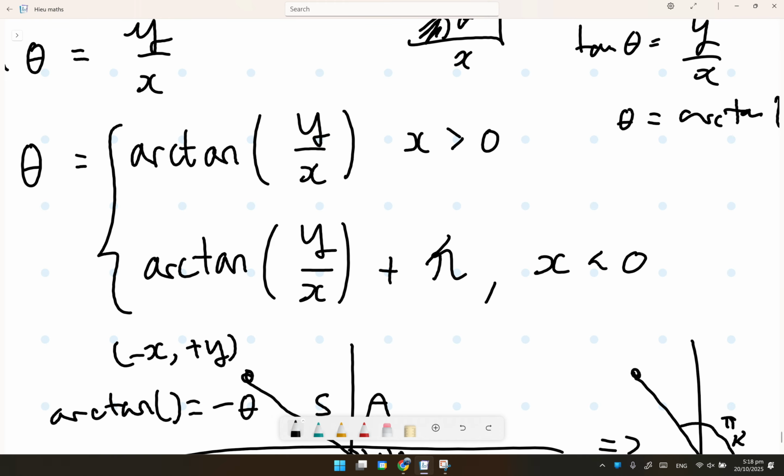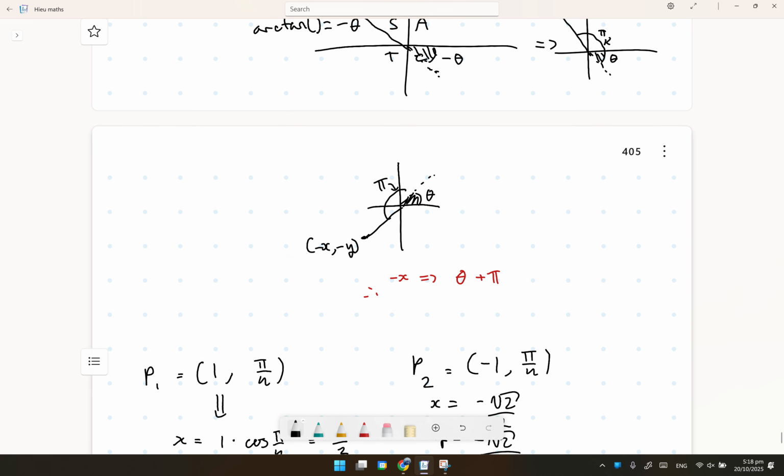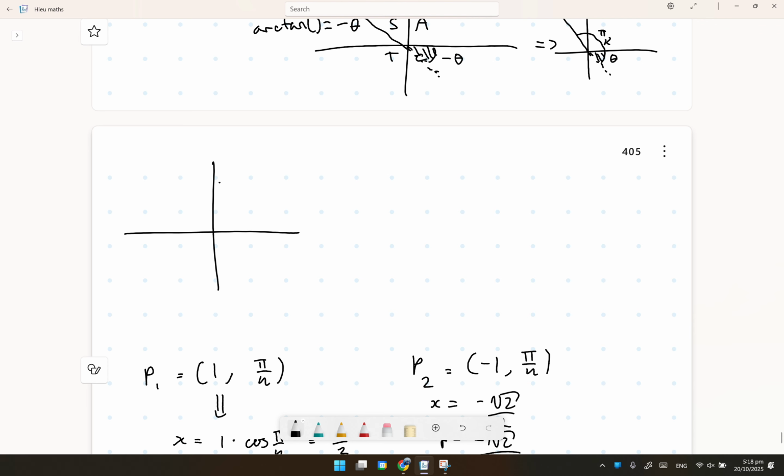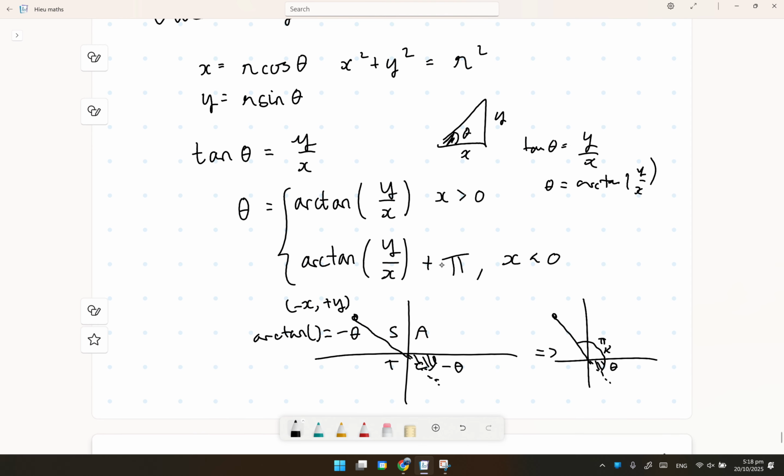If x is less than 0, then the angle would be arctan y over x plus pi. And I'll show you the reason why. For example, let's say you had the point 1 and minus 1. This is x, and this is y. So the y is 1, and the x is minus 1. So it's a minus x, right? X is less than 0, so the angle would be this.